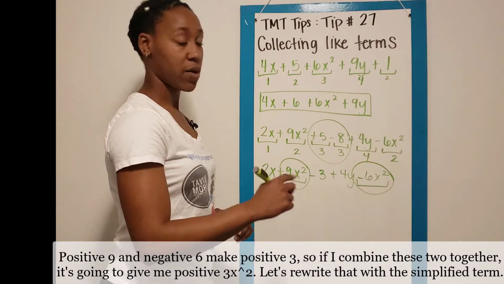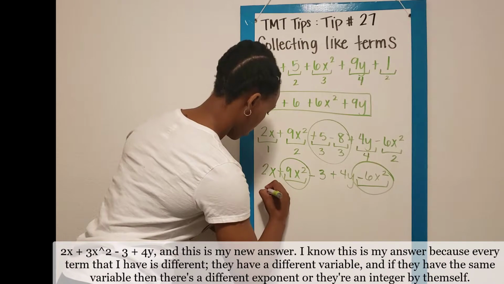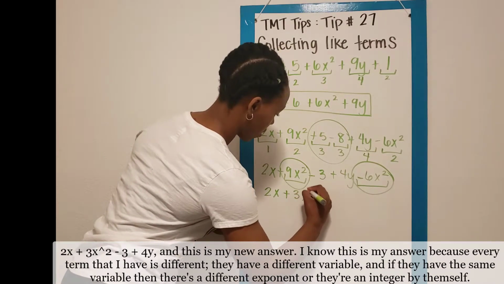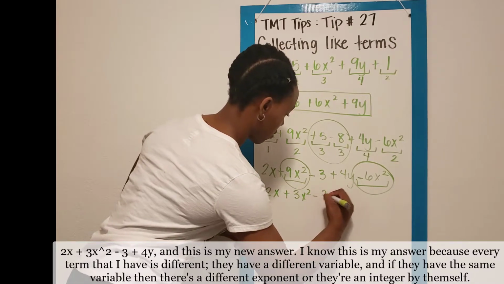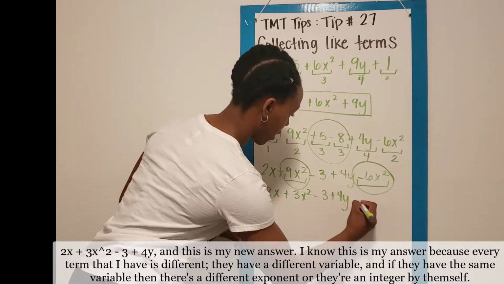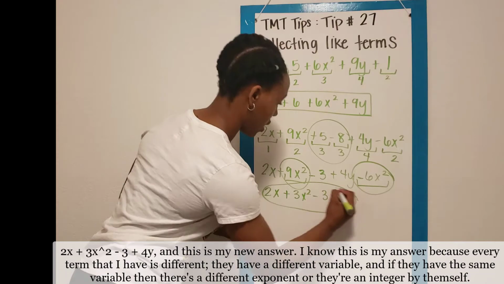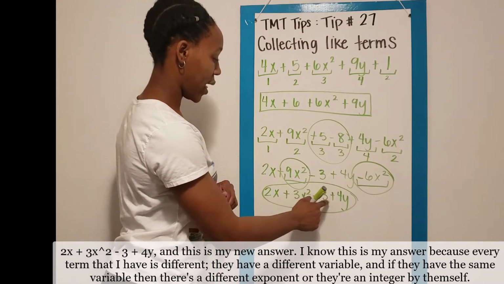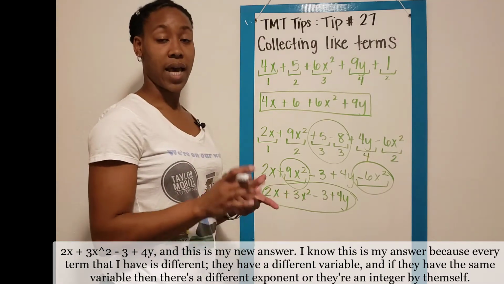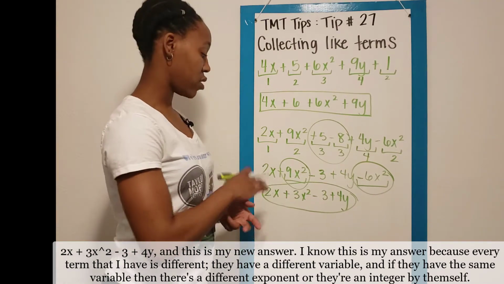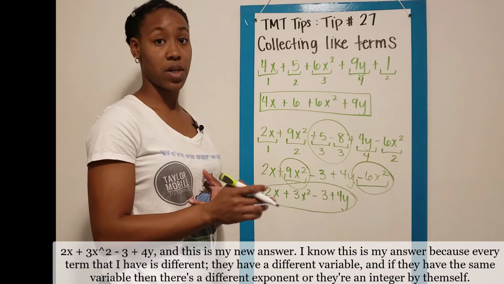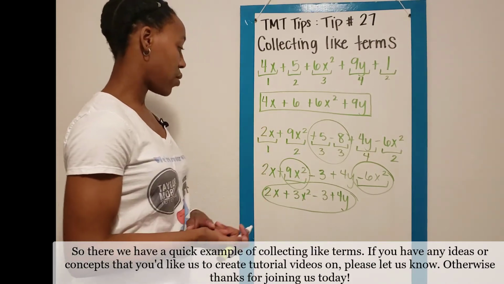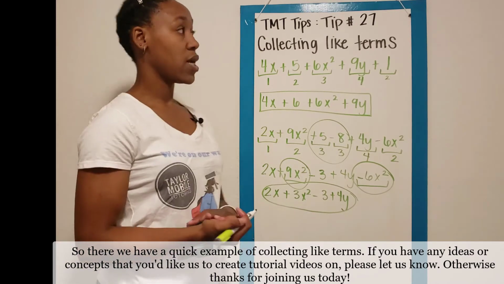So let's rewrite that with the simplified term. 2x plus 3x squared minus 3 plus 4y. And this is my new answer. I know this is my answer because every term that I have is different. They have a different variable, and if they do have the same variable, then there's a different exponent or they're an integer by themselves. So there we have a quick example of collecting like terms.